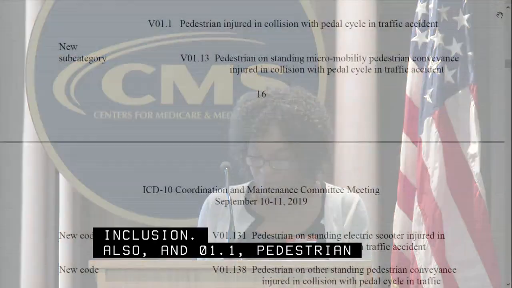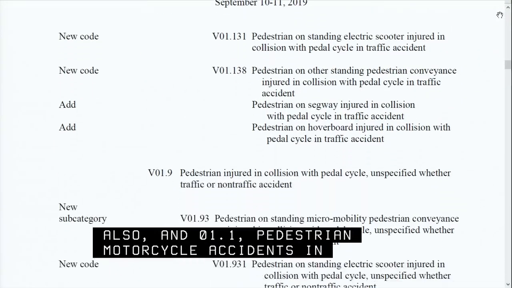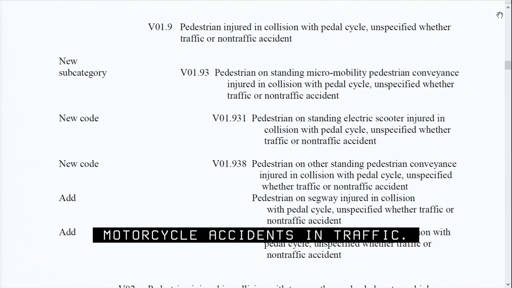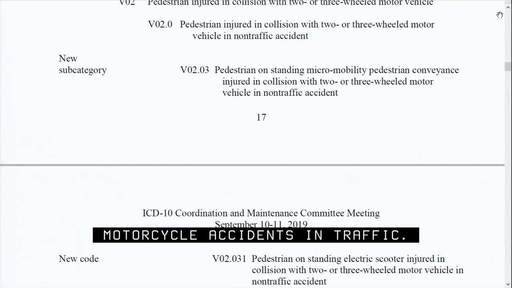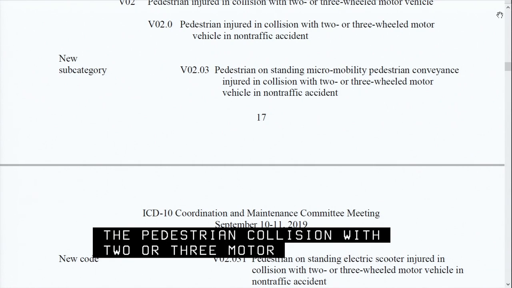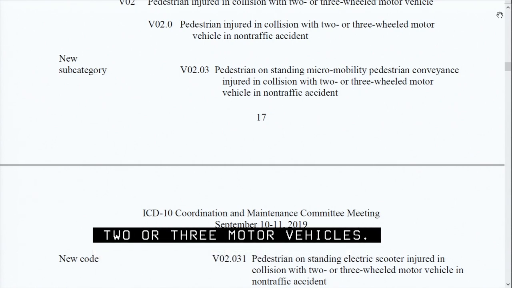At V01.9 for unspecified, whether it's traffic or non-traffic accident. At category V02 for pedestrian injured in collision with two or three-wheeled motor vehicle. At code V02.0, pedestrian injured in collision with two or three-wheeled motor vehicle in a non-traffic accident.